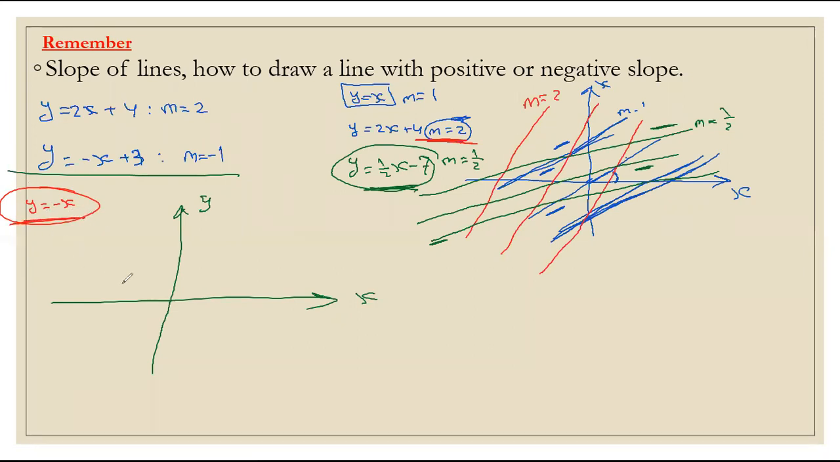It is what? Y equals negative x. The bisector of the second and fourth quadrant. You are right. So it will be like this.